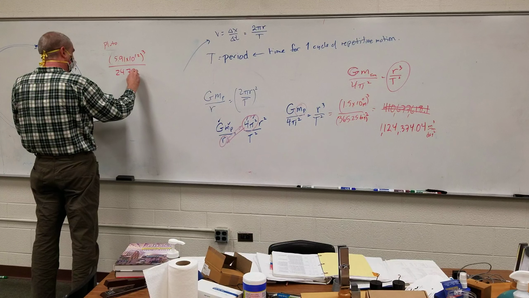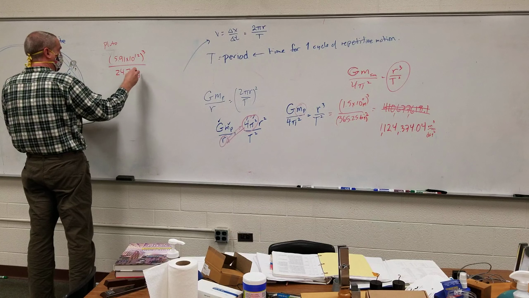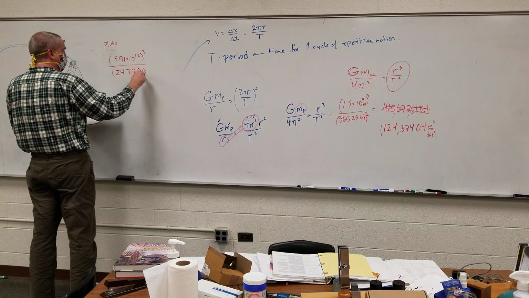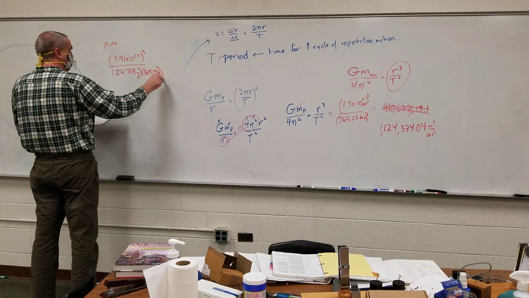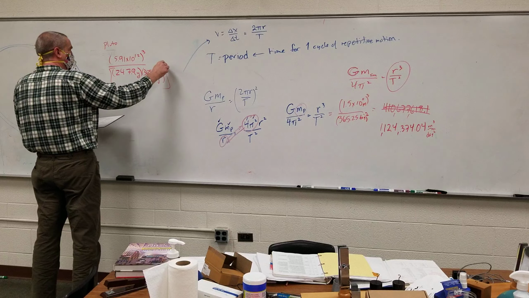Oh, they give it to us in years. So years times 365.25 days per year. And all that squared.